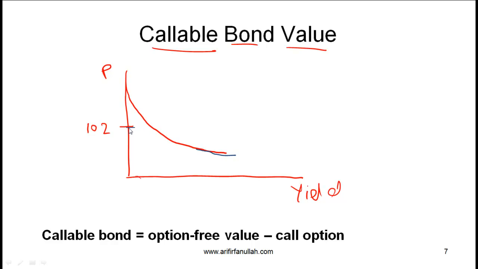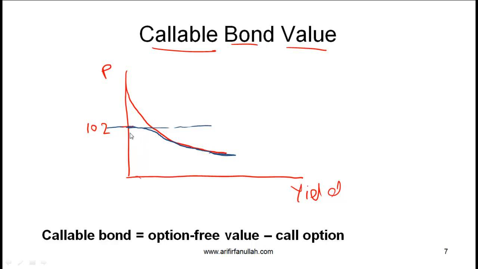So essentially the value of a callable bond looks something like this, where at high yields the callable bond moves along with the regular straight or option-free bond, but as yields go down, the value of the callable bond does not move with the option-free bond. In fact, it only goes up to 102. So you can think of it as follows: the call price of, say, 102 puts a ceiling on the value of the callable bond.